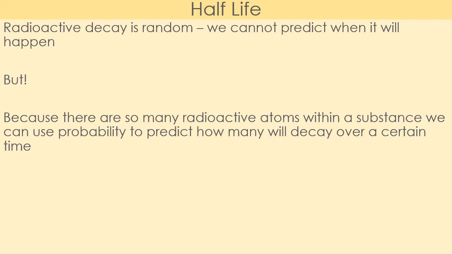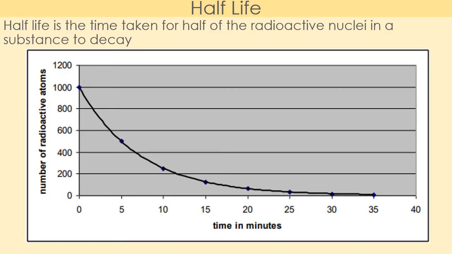As we get more numbers of something, so the quantity of them increases, we can use that probability to predict very, very accurately what's going to happen. And that's what we're doing with half-life. So a definition for you to learn. Half-life is the time taken for half of the radioactive nuclei in a substance to decay.